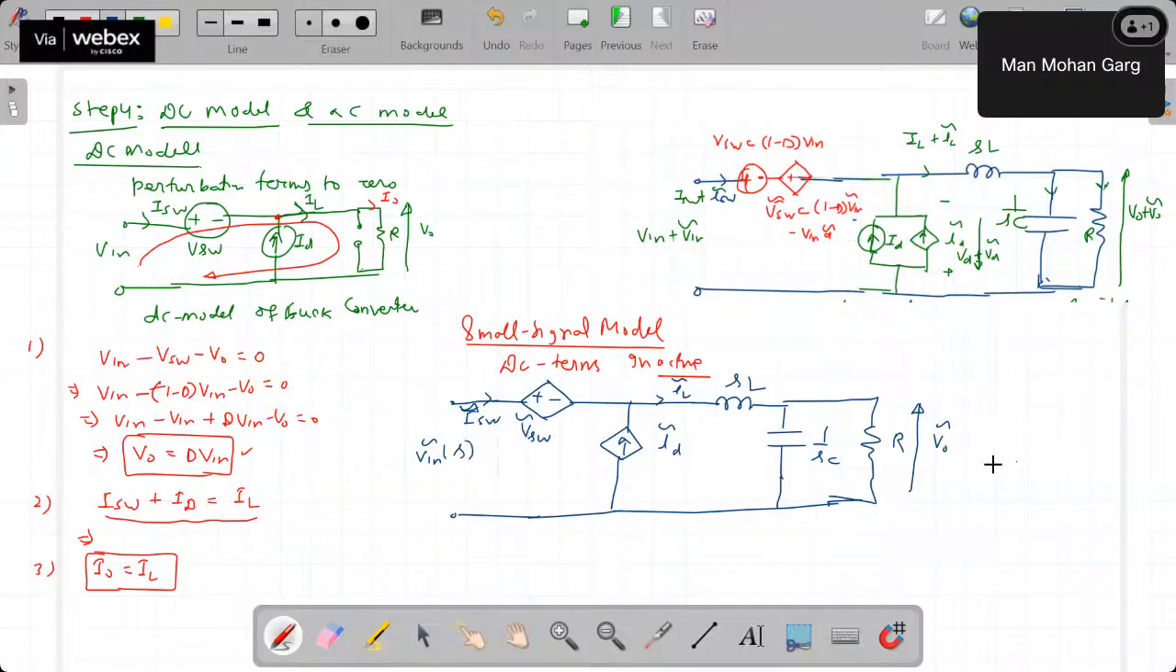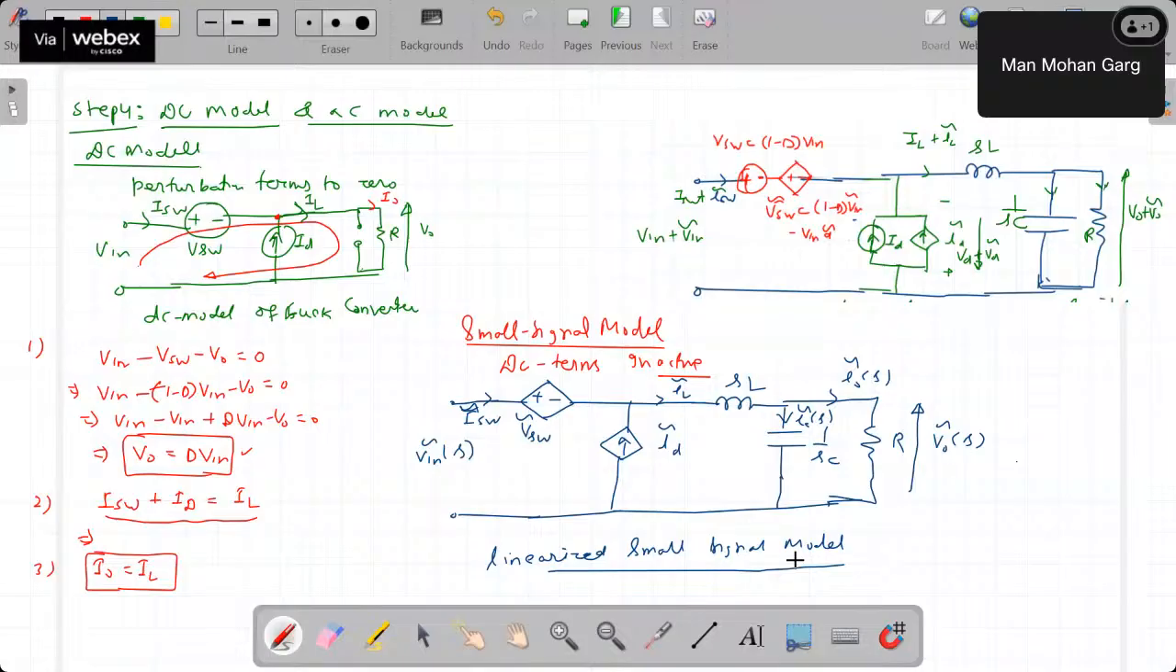So this is your I node of S, this is IC of S. Now we get this linearized small signal model. This is called the linearized small signal model. Okay. Now this small signal model is used to obtain various transfer functions.